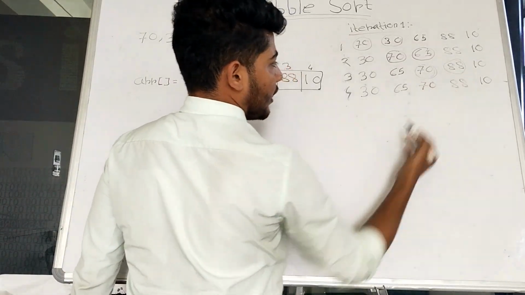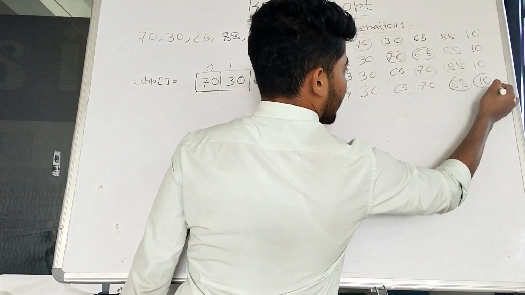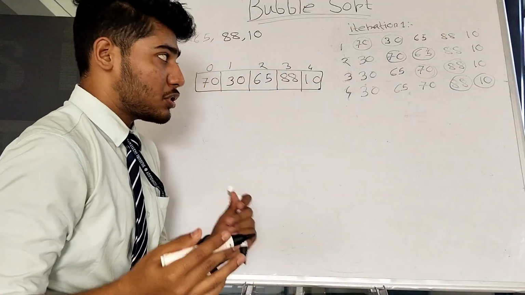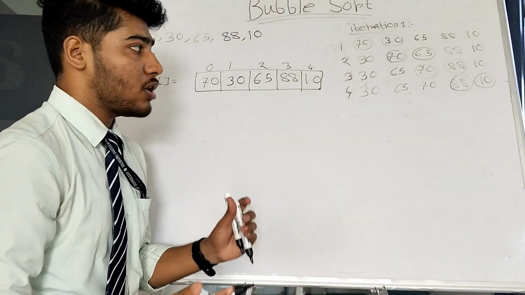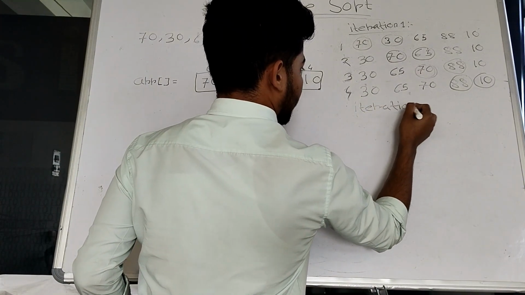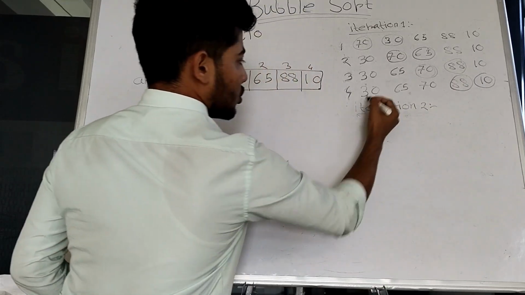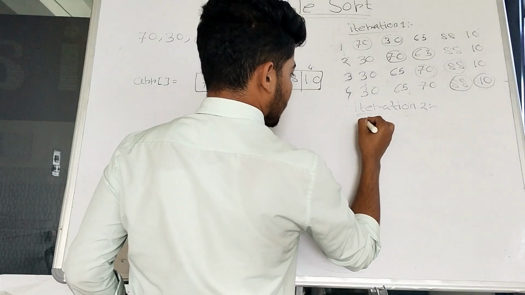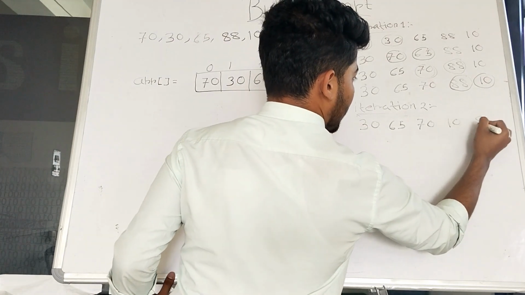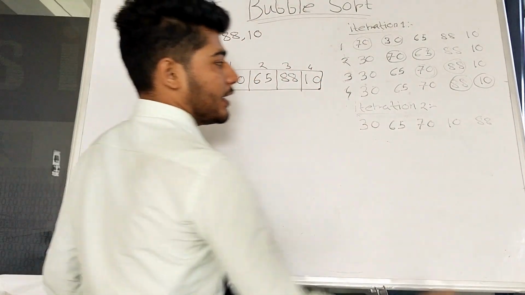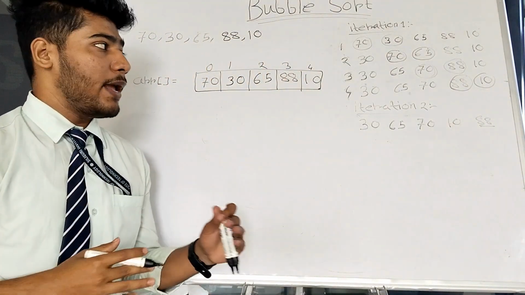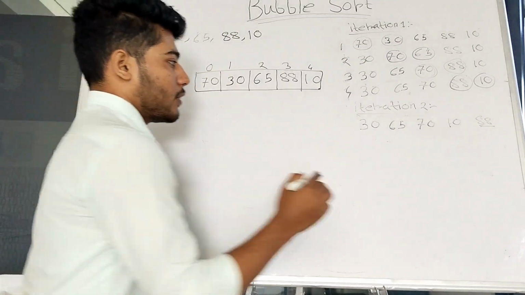Okay. So next, ARR 3 with ARR 4, and 88 greater than 10. Yes, it's true. So it will interchange. But in the next iteration, we will interchange the value. So in the next iteration, iteration 2, first 30, 65, 70, 10 will come first, then 88. Now let's see, 88 is placed in its proper place. So in every iteration, one by one the elements will be placed in their proper place. Okay.